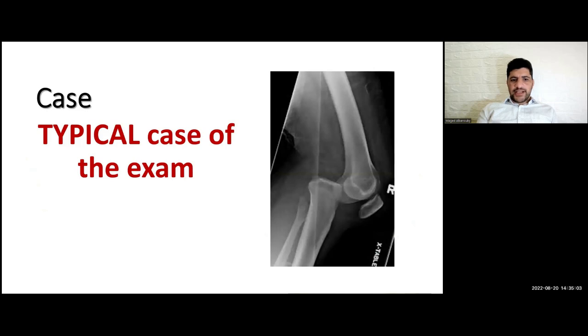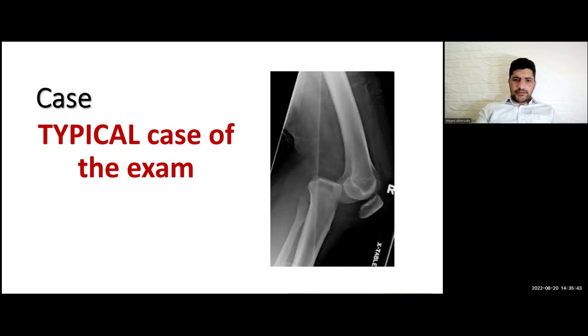My first case is a typical case of the exam. It is frequently asked, very important and very basic, which is knee dislocation. The question can be asked in many ways: either how to deal with this knee dislocation in the emergency, or how to deal with it shortly after. He can give a scenario with vascular injury or without vascular injury. All of these can happen in the exam.